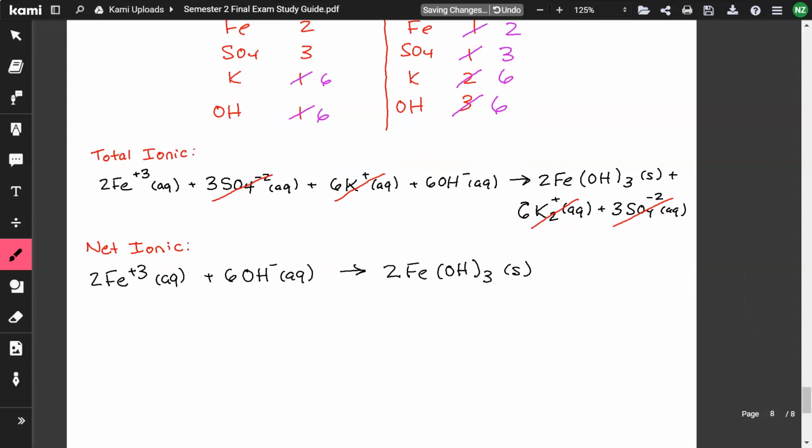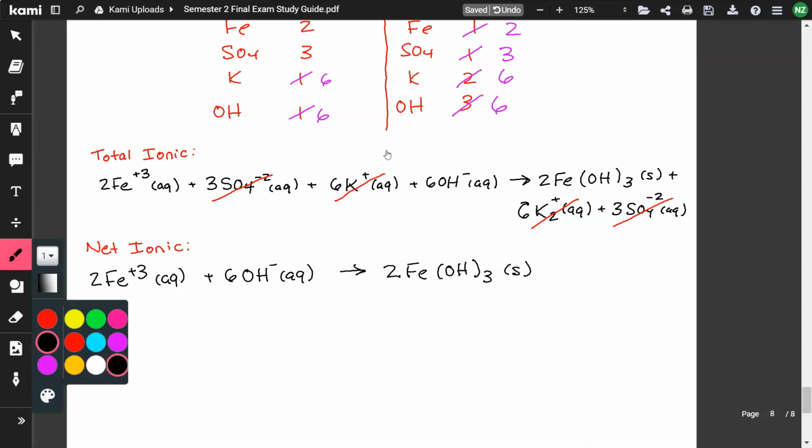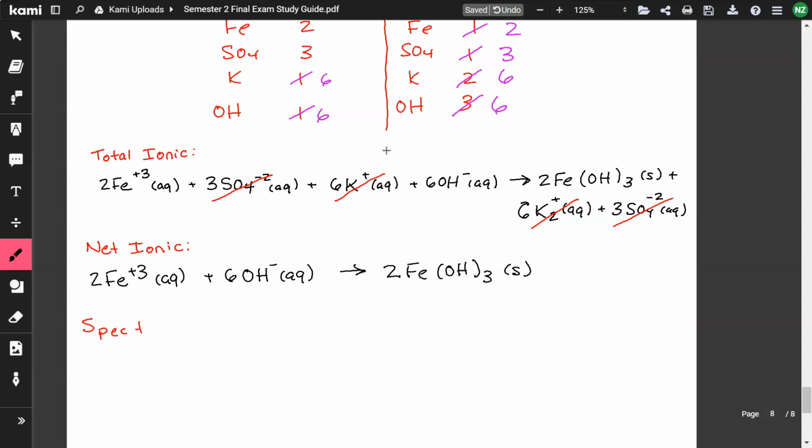Okay, our spectators are anything we crossed off that were on both sides. They weren't involved in the reaction. So our spectator ions were SO4 minus 2, and we also crossed off our potassium. Okay, those are the spectators.